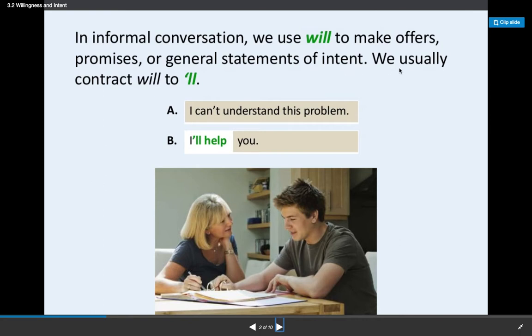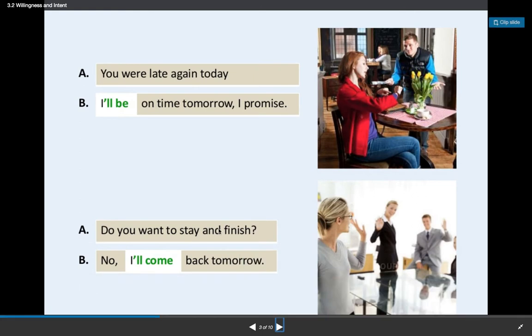We usually contract will to 'll. I can't understand this problem. I'll help you means I will help you. You were late again today. I'll be on time tomorrow, I promise. Do you want to stay and finish? No, I'll come back tomorrow.